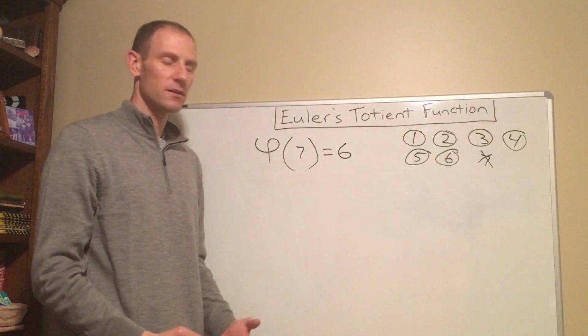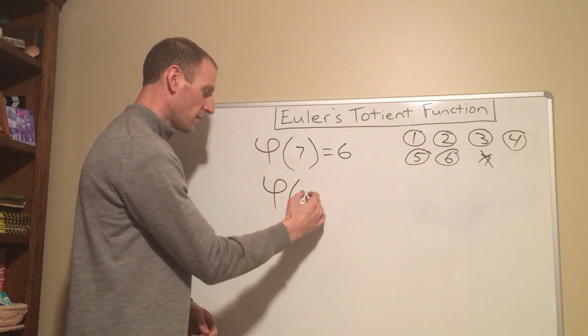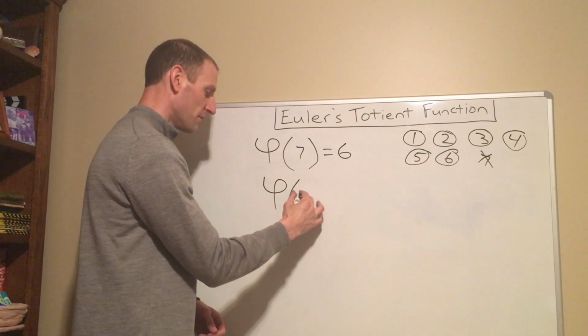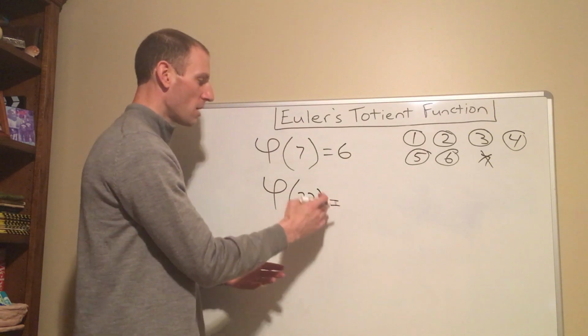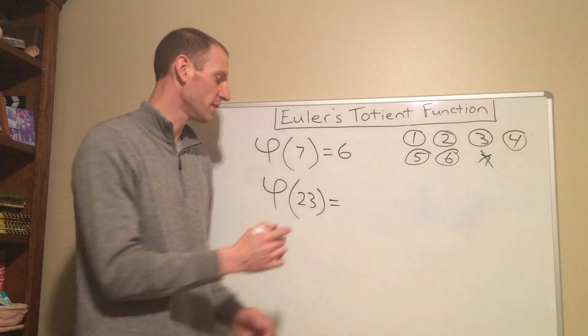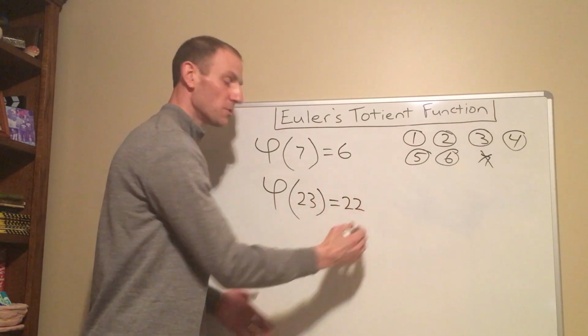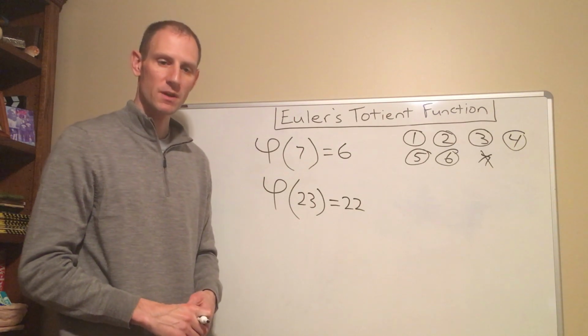If you think about that a little more carefully, you'll realize that Euler's totient function of any prime number, if we do Euler's totient function of 23, would equal 1 less than the number because you cross that number off of the list, so that would equal 22. You can figure that out without even doing any kind of work.